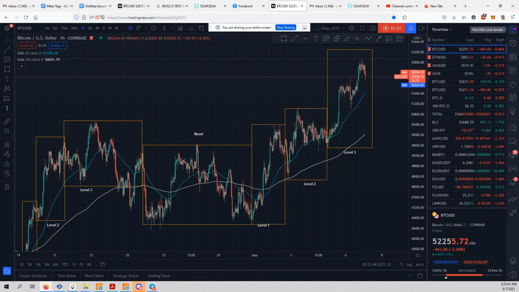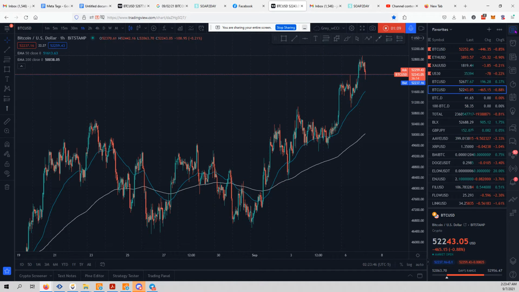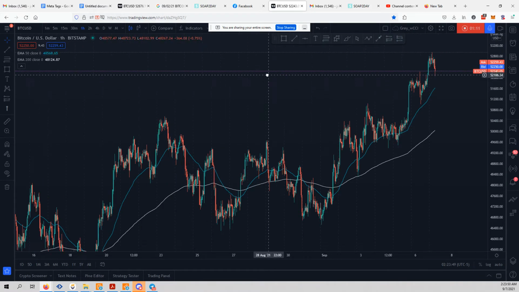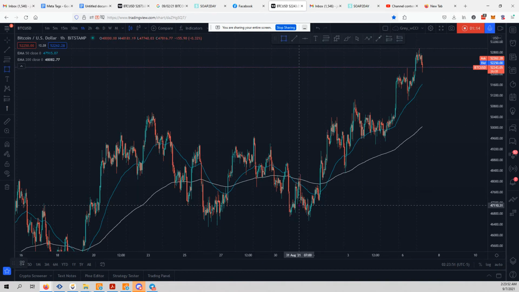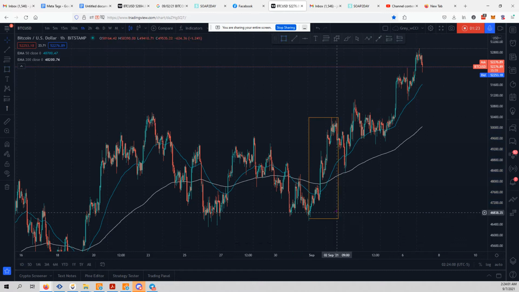So I want to give you a little more detail on this. Here we have a 1 hour chart, okay? And on the 1 hour chart, I'm going to mark this off really quick. We have a crossover here. See this crossover between the 50, which is the blue line, and the 200, which is the white line? That crossover is an indication of change in trend. We could also match this up with price action.